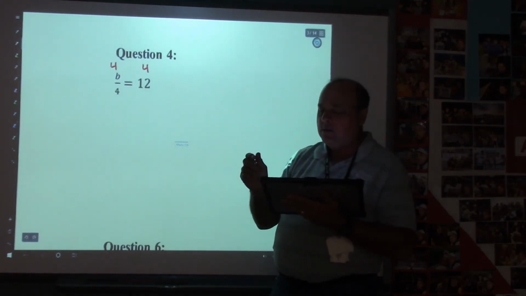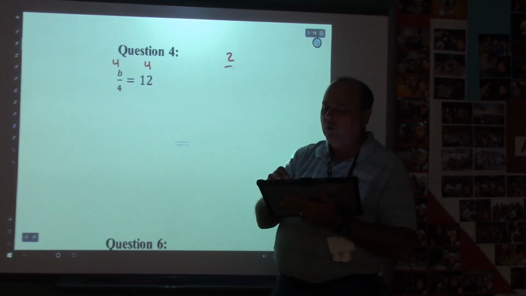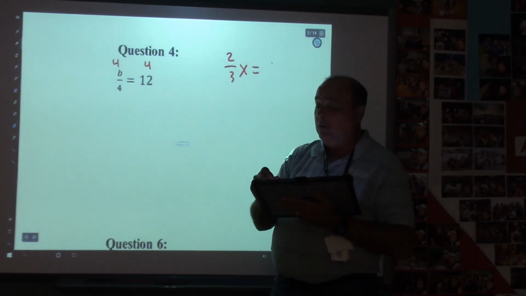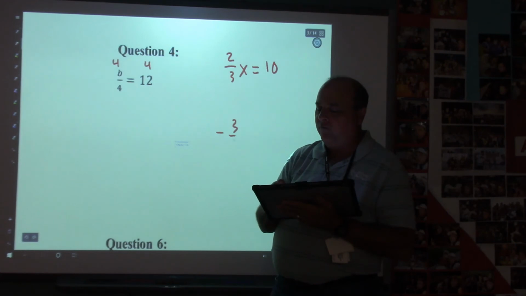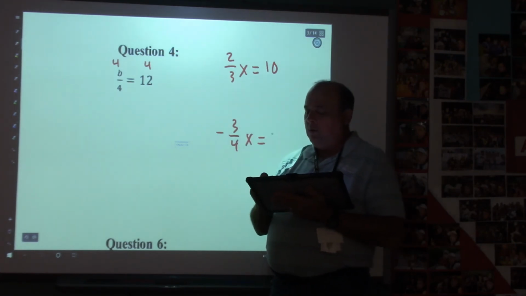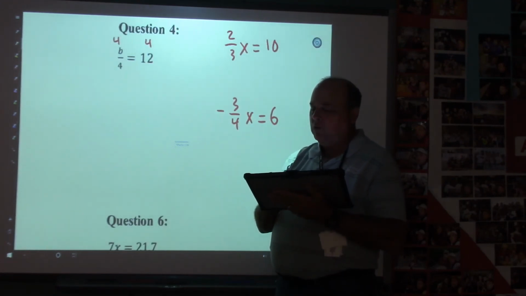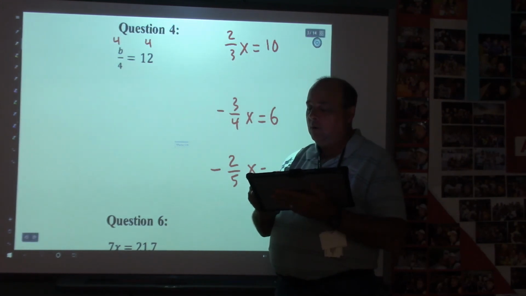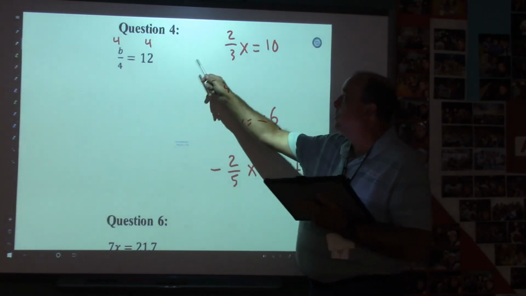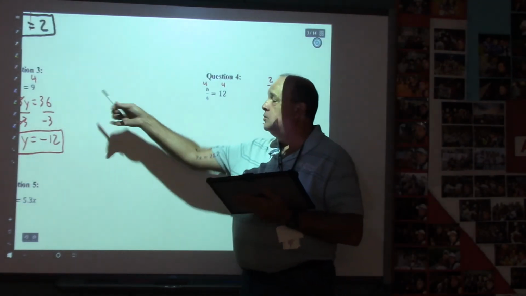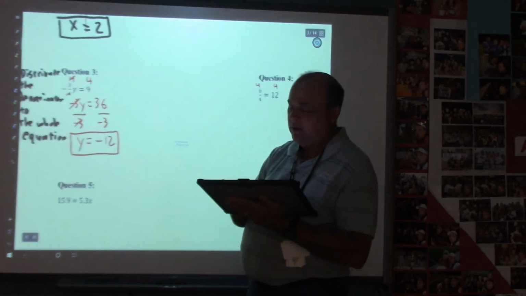And then let's add some more. Let's do 2 over 3x equals 10. That'll work. Let's do negative 3 over 4x equals 6. Let's add one more. Let's do negative 2 over 5x equals negative 4. Okay, so see if you can get these 3 also. You're going to do the same thing you did on this one, okay? Same process. Very simple stuff.